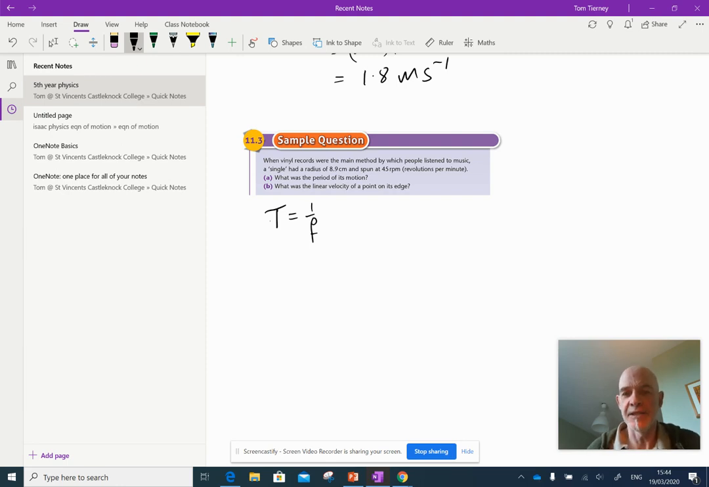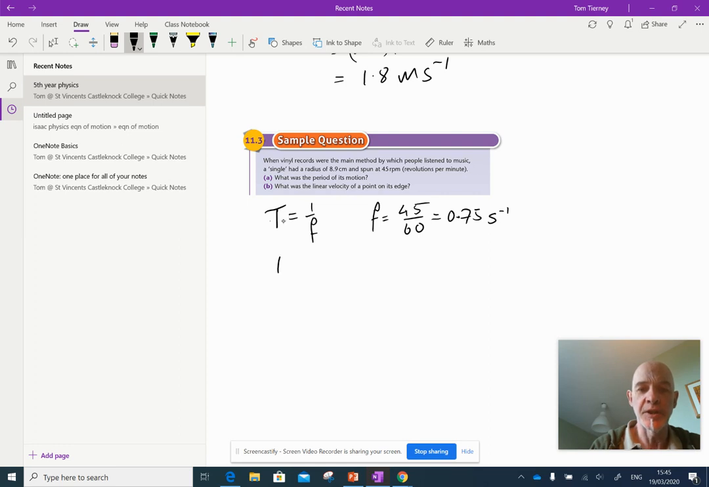F is the number of circles per second. What I know over here is the number of revolutions per minute. Essentially the same measurement, but in the wrong units. So we have to change the frequency from per minute to per second. So we divide by 60 and we get 0.75 hertz, or per second.